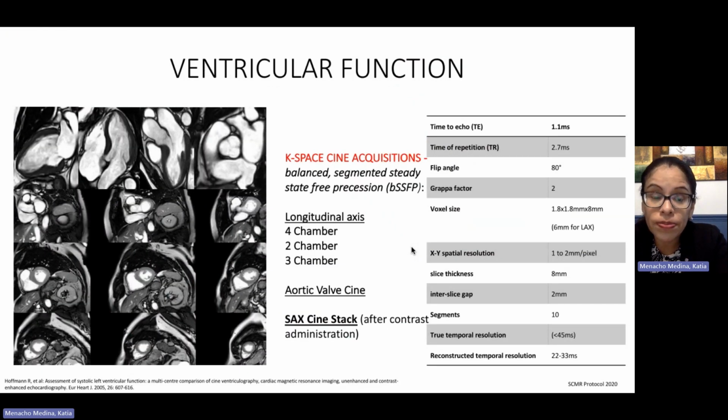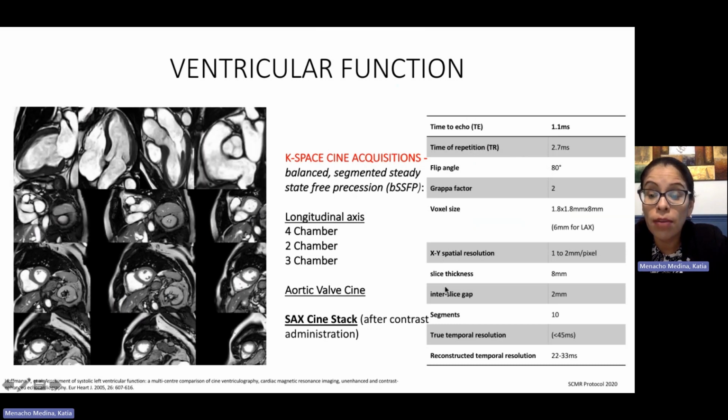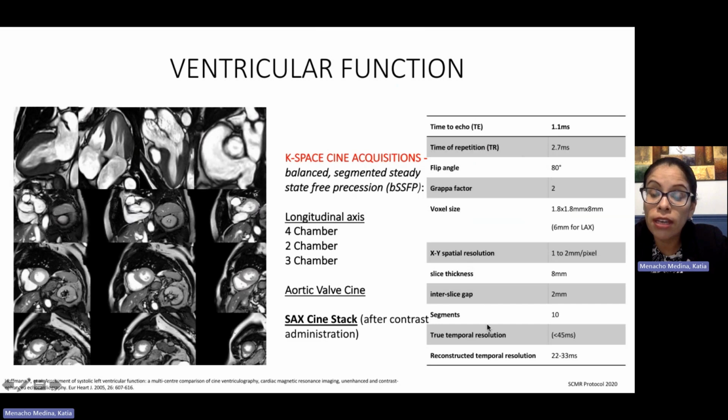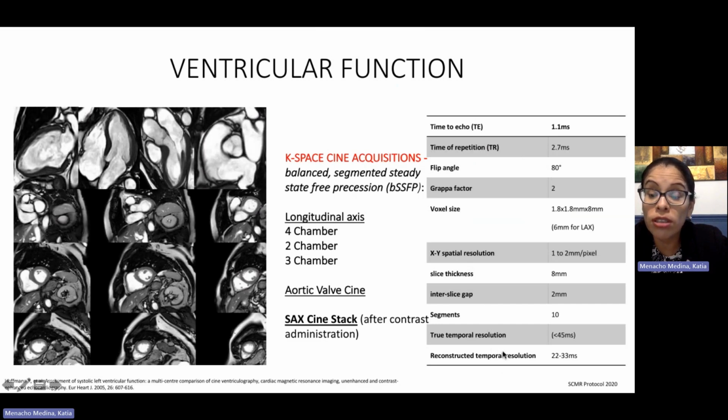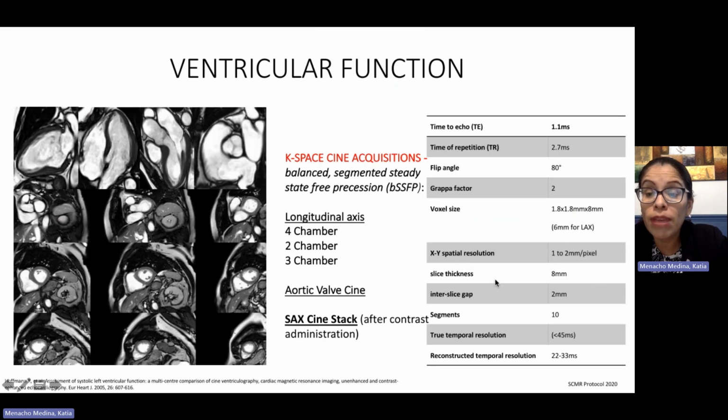Here you can see the 2020 protocol acquisition recommendation given by the Society for Cardiovascular Magnetic Resonance, and you can see which are the parameters that they advise for the correct acquisition of these pictures.